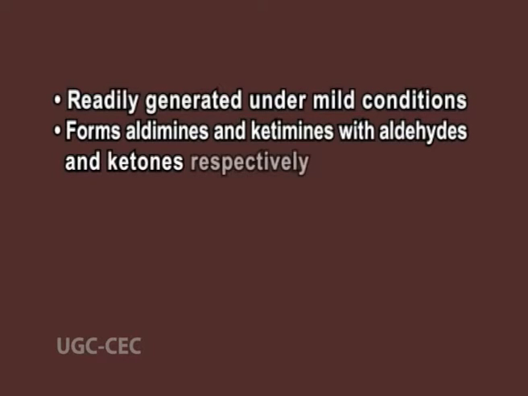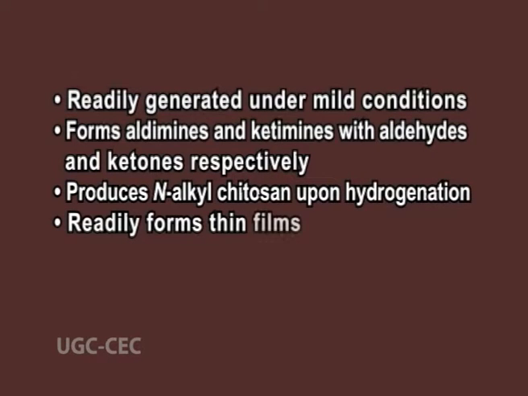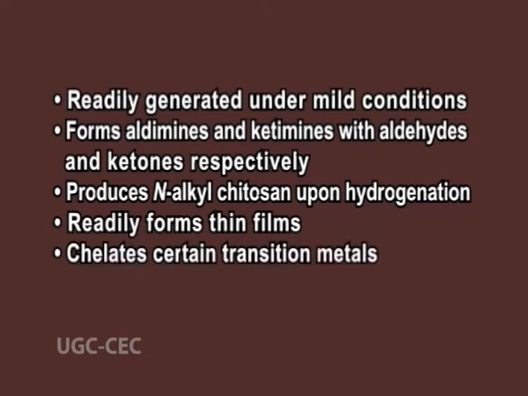Chitosan glucans may be readily generated under mild conditions. It forms aldimines and ketimines with aldehydes and ketones respectively. Chitosan produces N-alkyl chitosan upon hydrogenation. It readily forms thin films. Chitosan can chelate certain transition metals.